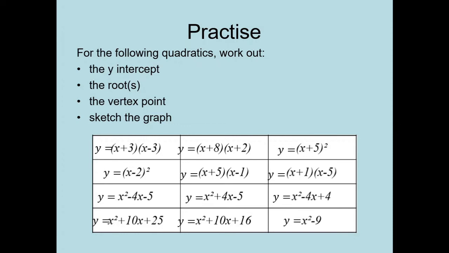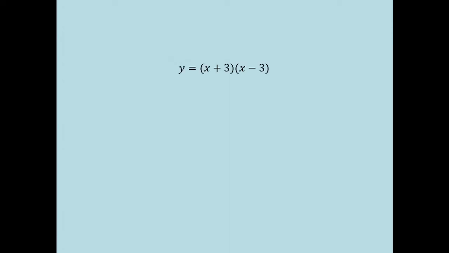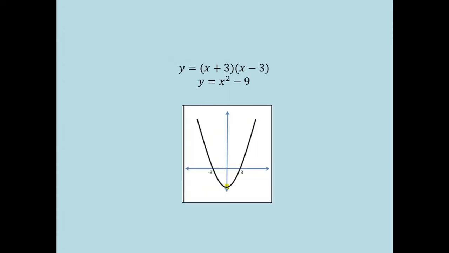Right, I hope you've hit pause. We'll go through that again. So our first example, we've got our graphed curve. We see our two roots were negative 3 and positive 3. We saw our y-intercept was negative 9, and our vertex point, or our minimum point, was (0, -9).